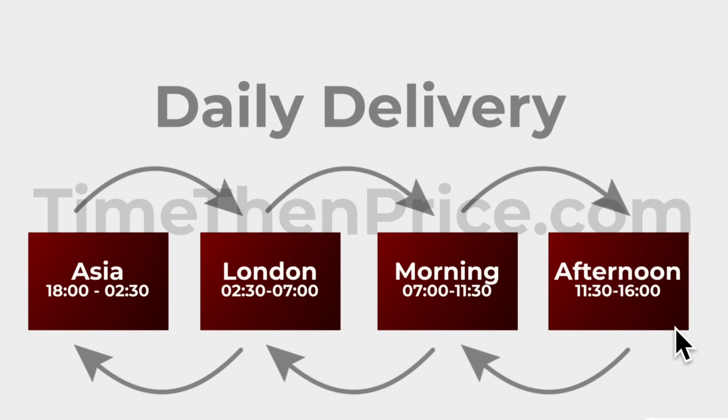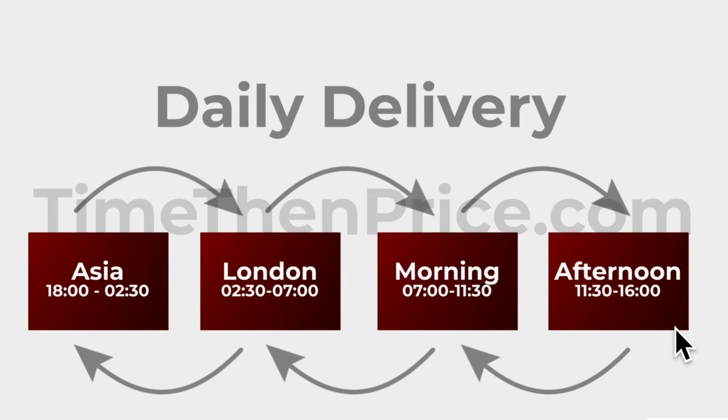But when it comes to daily delivery, I have 4 different sessions which I'm looking at. First of all, I pay attention to the Asia session. Asia sets the stage for the new day. The second session is the London session. The third session is the morning session. And the fourth session is the afternoon session. I'm looking at daily delivery through these 4 different sessions, and each session sets the stage for the next session. Throughout each new session, we refer back to what the previous session did to anticipate what the current session is likely going to do.